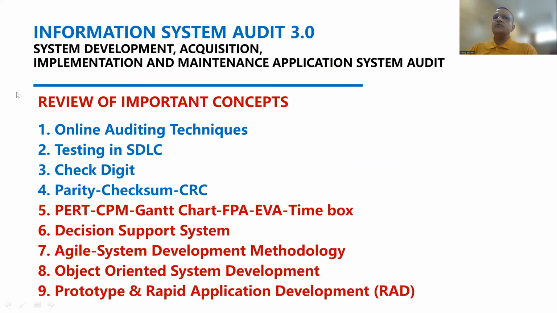With this, we have come to the end of part 2 of Information System Audit Module 3. In part one, you have done online auditing techniques, testing in the system development lifecycle, check digit, parity, checksum, and cyclic redundancy checks. And now we have completed PERT, CPM, Gantt charts, function point analysis, EBA, time box, decision support system, agile system development methodology, object-oriented system development, prototype, and rapid application development. With this, we have come to an end of this module.